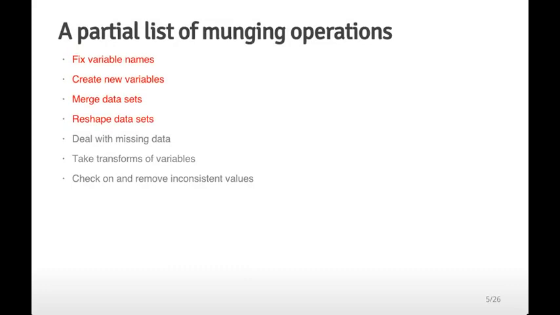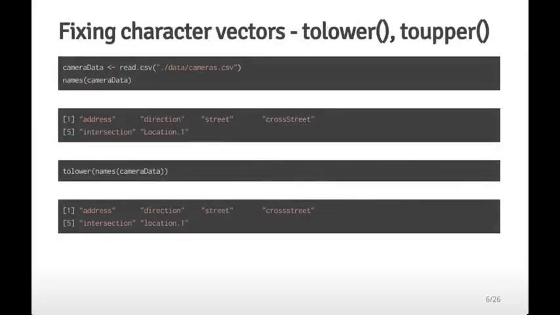So this lecture is going to focus on these first four components: fixing variable names, creating new variables, merging data sets, and reshaping data sets. The last three components will be covered in future lectures. So first we're going to talk about fixing character vectors. In general, these commands that I'm going to be talking to you about can be used just as easily to deal with character vectors that are included as part of the data set, but I'll primarily be applying them to deal with the names of the data frame.